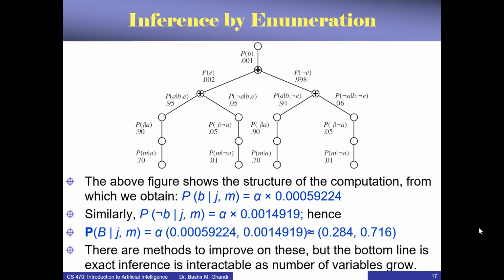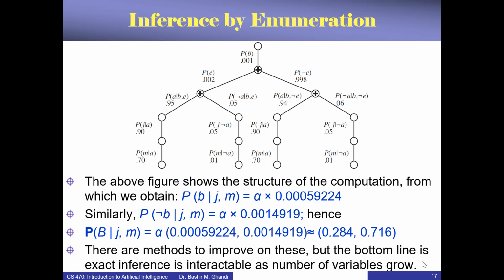Now there are methods to improve on this. There's, for example, what is called inference by variable elimination. I will not be going into that in this lecture, but it is possible. So this exact inference can be improved, but the bottom line remains the same. The bottom line is exact inference, even in a Bayesian network, is an intractable problem as the number of variables grows. It's a very expensive process. There are ways to improve it, but it is still very expensive.